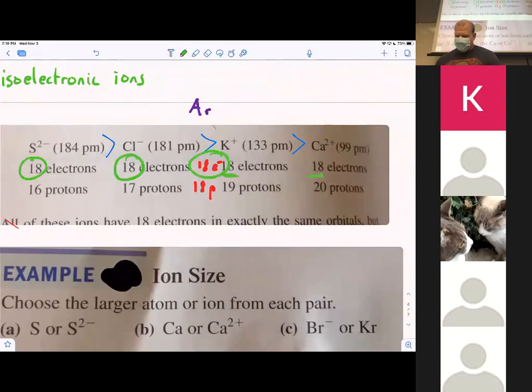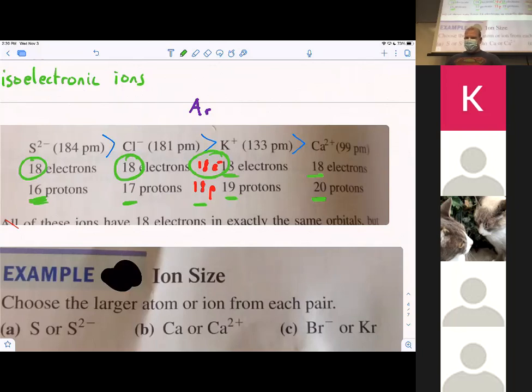So the difference is that sulfur minus two has 16 protons, chloride has 17 protons, argon has 18 protons, potassium plus one, 19, calcium plus two, 20 protons. So these all have the same number of electrons, but different number of protons. So when you look at these, generally speaking, the more positive center, it's going to draw in the electron cloud more. So here is a very weak positive center. You increase positive center, what happens? The atom shrinks. Or I should say the atom and or ion.